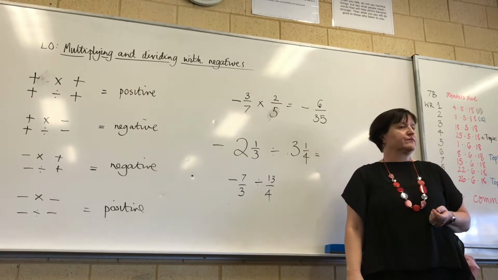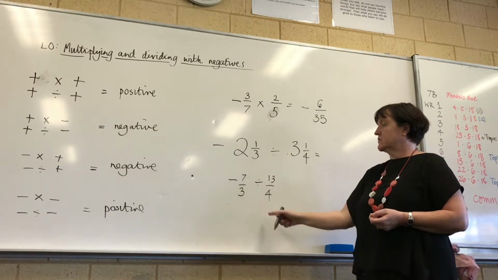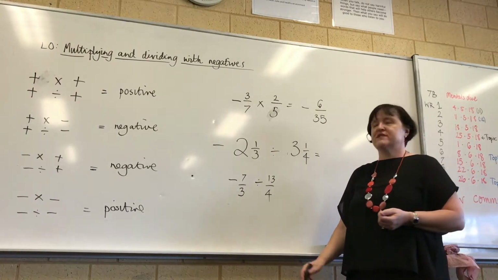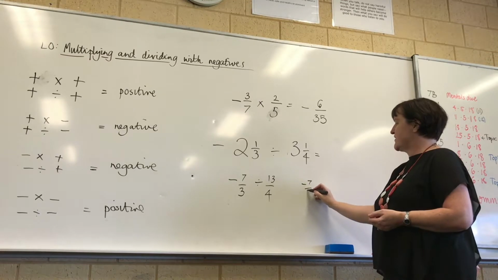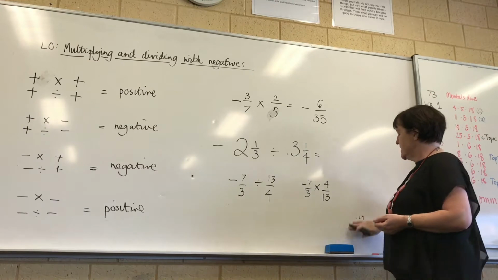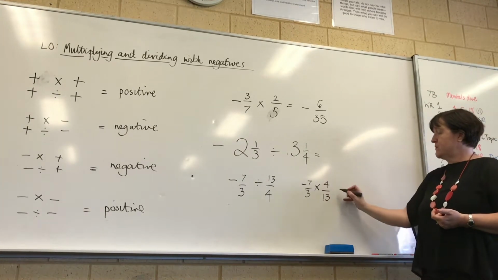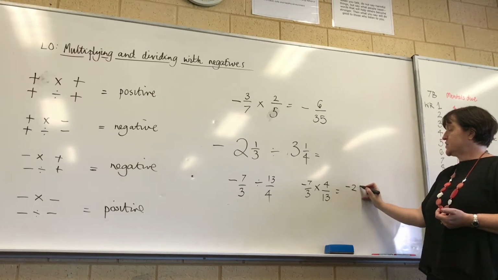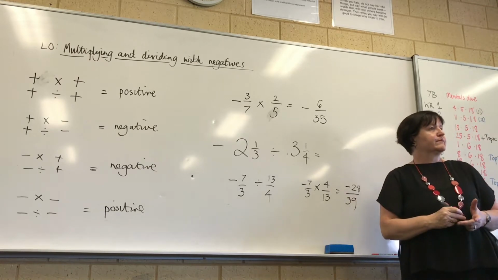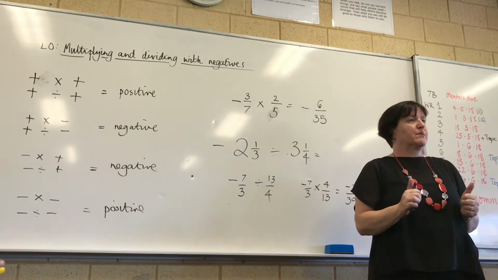So what do I do then? You would cross cancel, but you can't. Before we cross cancel, what do I need to do? Find the reciprocal, that's right. So it's -7/3 multiplied by 4/13. Can't cross cancel now anyway. There are no common factors of either of them. So our answer is -28/39. Okay? Everyone happy with that?